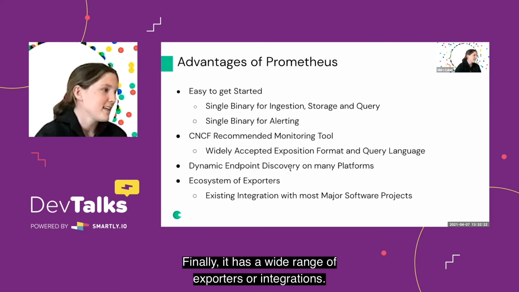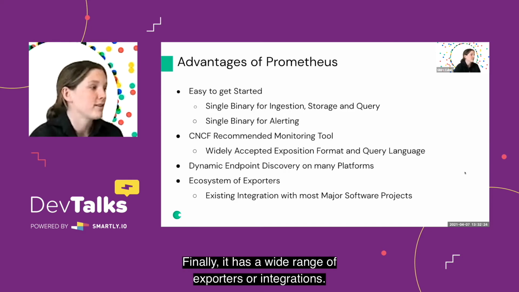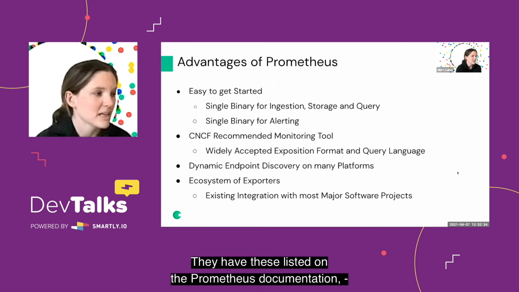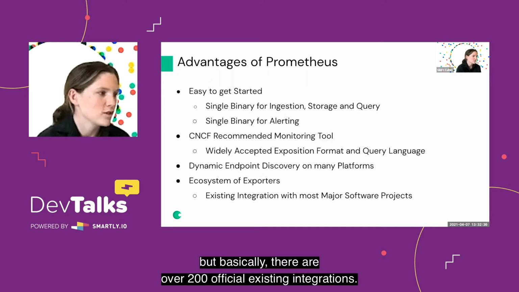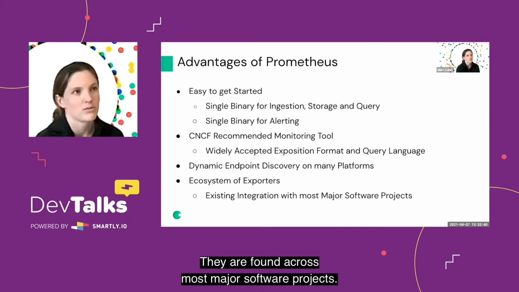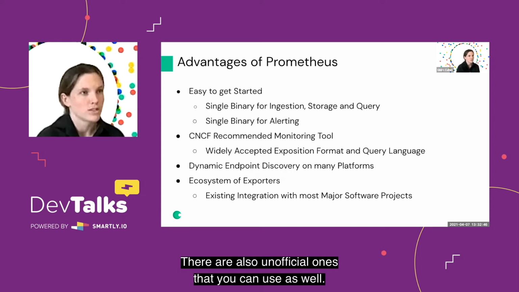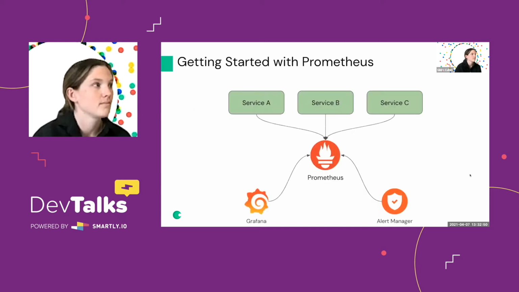And then finally, it has a wide range of exporters, or integrations. They have these listed on the Prometheus documentation, but basically there are over 200 official existing integrations, and these will be found across most major software projects, especially the open source ones. And then there are also lots of unofficial ones that you can use as well.